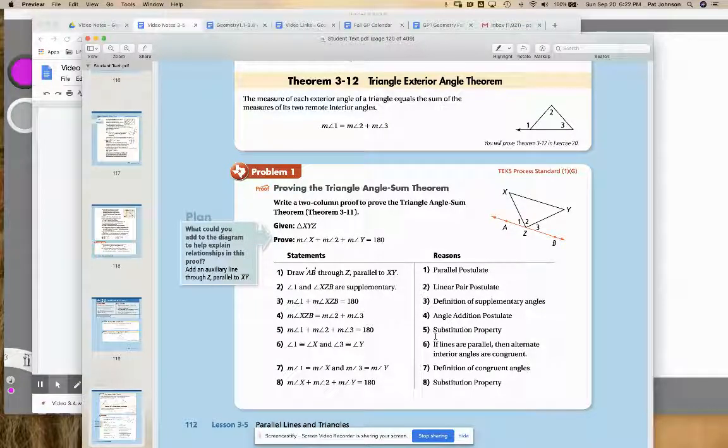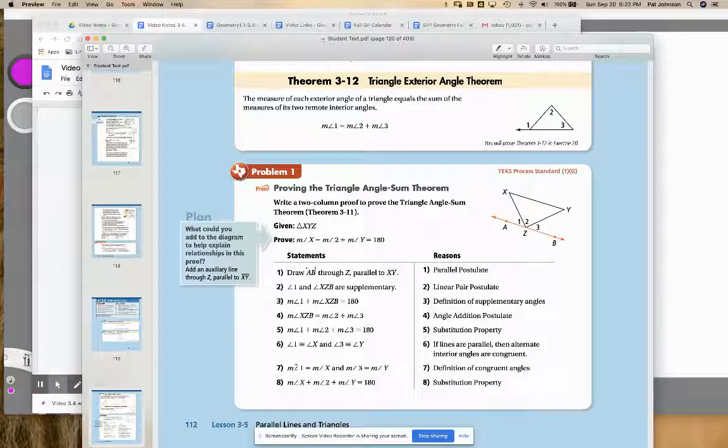Then we can say the measure of angle 1 is congruent to the measure of angle X, and the measure of angle 3 is congruent to the measure of angle Y, because remember we said XY is parallel to line AB, and if you have a transversal, then angle 1 and angle X are alternate interior angles, and angle 3 and angle Y are also alternate interior angles. So that's why they're congruent, because of the alternate interior angles.